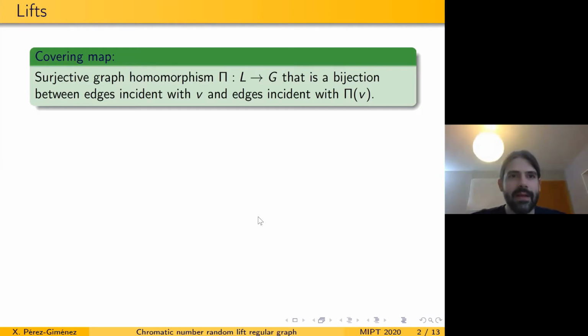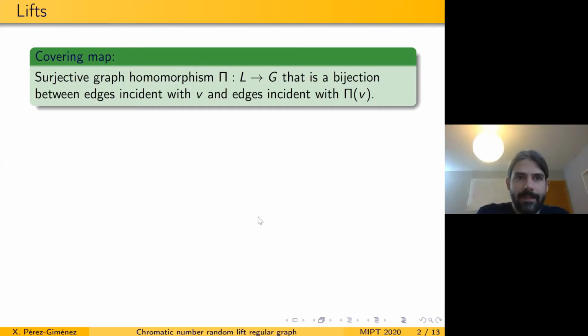Okay. So the notion of a covering map arises from topology. And if you don't know any topology, that's okay, because I don't know any topology either. So I'm just going to explain what this means in the context of graph theory. In graph theory, a covering map is a graph homomorphism between two graphs, L and G, which is surjective. And it's a local bijection in the following sense.